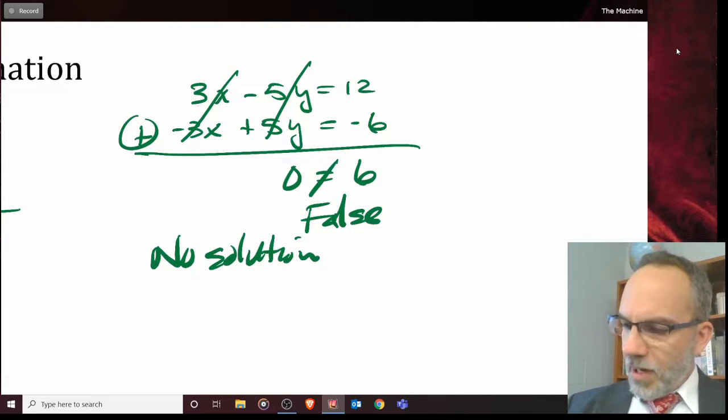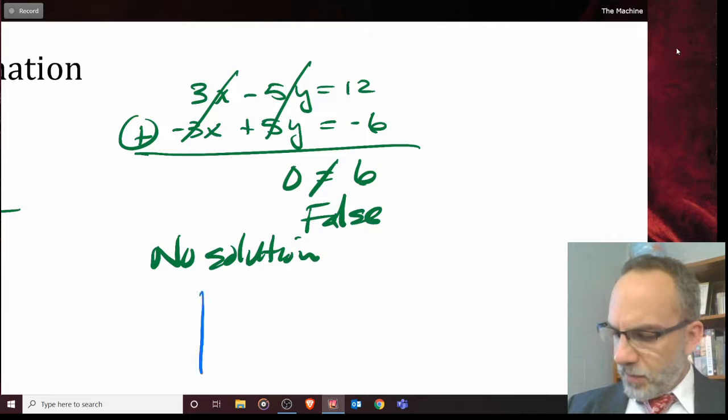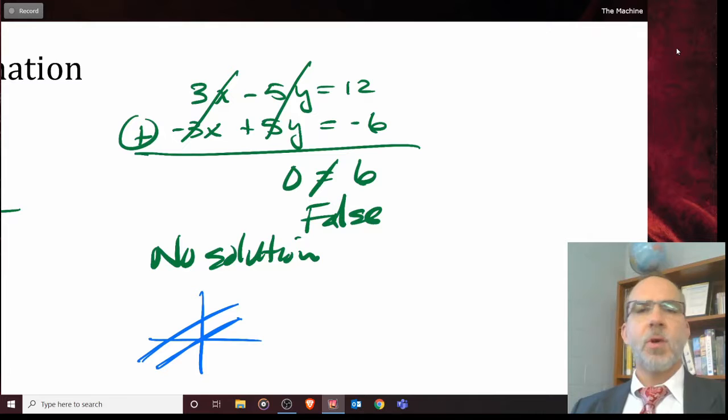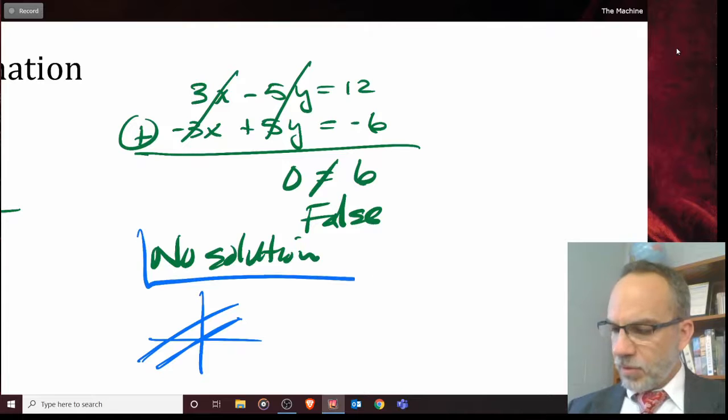This is the kind of graph where you're going to have two lines that are parallel to each other and they're never going to cross. When both of your variables drop out and a false statement remains, they're parallel lines. They never intersect. No solution for that.